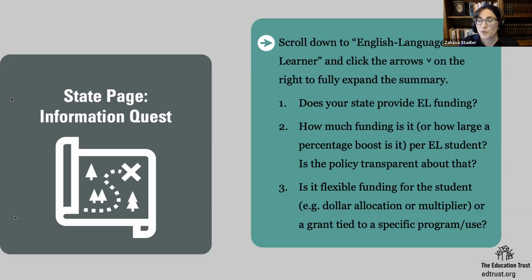The last question I just want you to consider is, does it appear to be flexible funding? Meaning, is the money tagged to the student with a dollar amount per student or a multiplier applied to a base amount for every student? So that's in a weighted student funding formula. Does it start with a base per pupil amount and then get boosted through a multiplier for students in particular need categories? Those would be pretty flexible because that money is tagged to the student. Or is it a grant tied to a specific program or use?